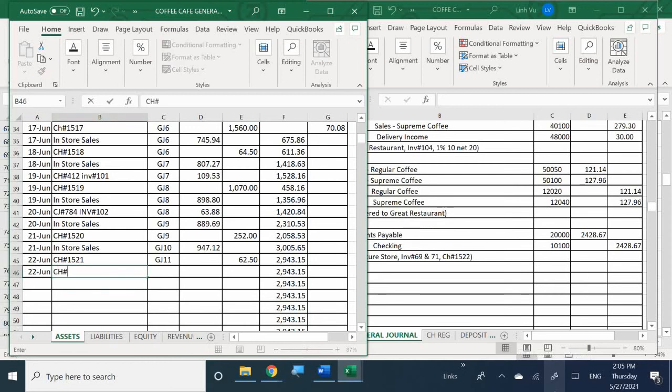22 of June. Check number 1522. General Journal 11. I can't believe we paid that much. Now we're going to credit it for that 24, 28, and 67 cents. And that means we're okay, but we only have $514.48.